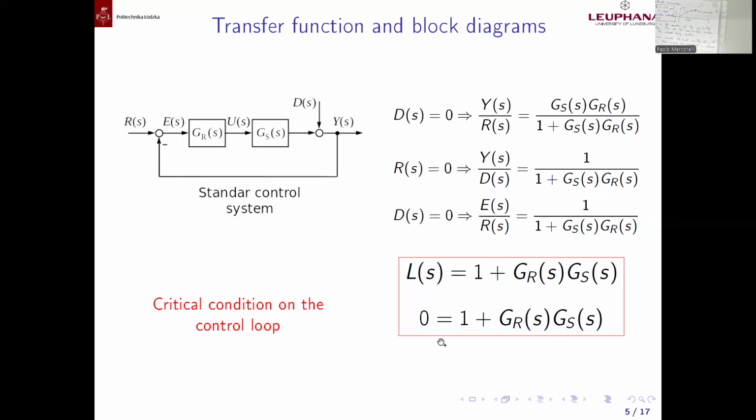Now, this expression is equivalent to saying GR of S multiplied by GS of S equals -1. This means that GR of S multiplied by GS of S is a complex function. A complex function is a little bit abstract, but at the end, it outputs complex values. When a complex value is equal to -1, the amplitude, Beitrag in German, equals 1 and the phase is -180. I don't know if this is clear.